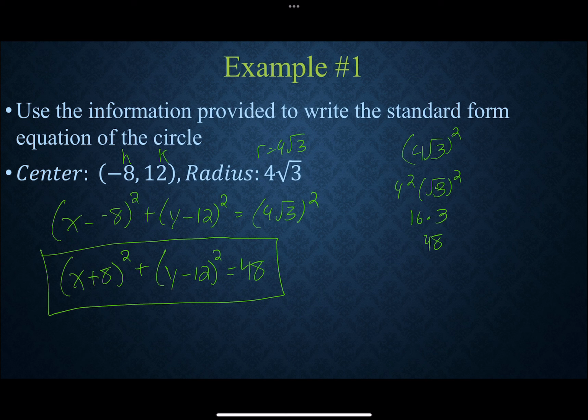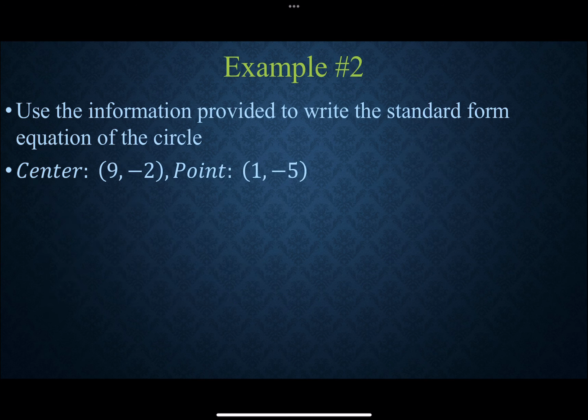Now the other example is you'll be given other information. So for example, center and a point. So the center is 9, negative 2, so our equation would be x minus 9 squared and y plus 2 squared, filling in the h and k part of that. But since we don't know the radius, that's still r squared. Now, we can find the radius using this point, because if the center is h and k, the point represents x and y.